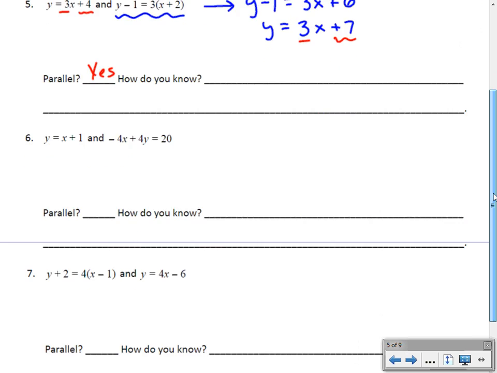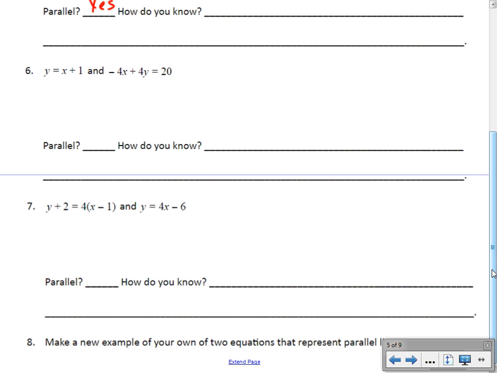Now another scenario we could have is that instead of our equation being written in point slope form, it's written in this standard form here. Again, in order to decide if these are parallel, I first need to solve this equation for y. So we'll add 4x to both sides first, divide everything by 4, and we get y equals x plus 5. Now we can tell we have a slope of 1 for each of these, different y-intercepts, so again, they're parallel.